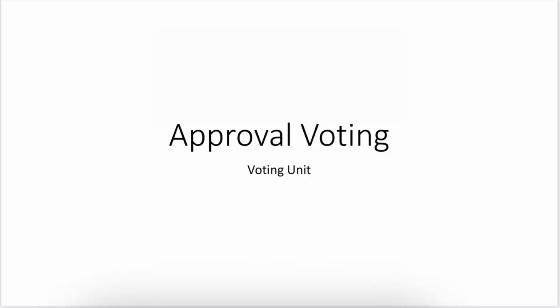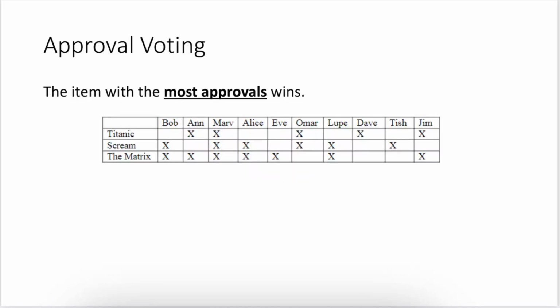All right, so approval voting is one of the methods of voting that we're going to learn about in this unit. And the way that approval voting works is you list out all of the options that you're voting between. So in this case, it looks like a group of friends is voting between 3 different movies. And each person looks at each option and decides whether or not they approve of that option.